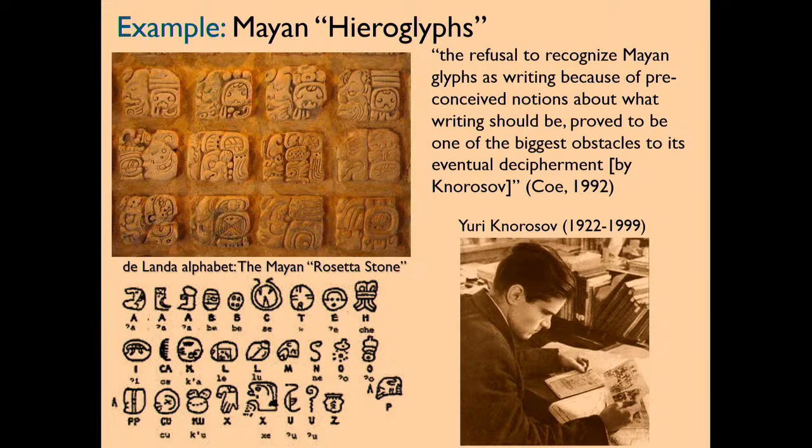Yuri Knorozov figured out, using the records of Landa, who was a Jesuit missionary sent to convert the Mayans to Christianity, but who recorded a certain correspondence between the signs used by the Mayans and the corresponding sound value. He used this particular record of de Landa to eventually decipher the Mayan.